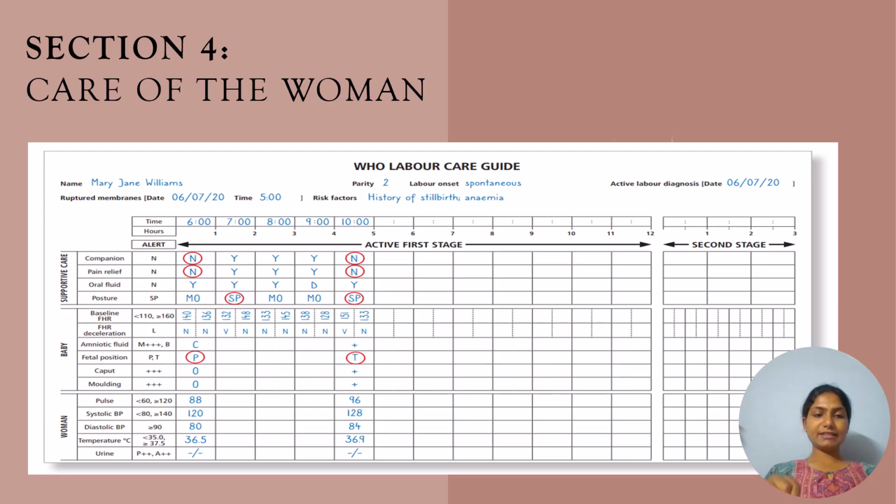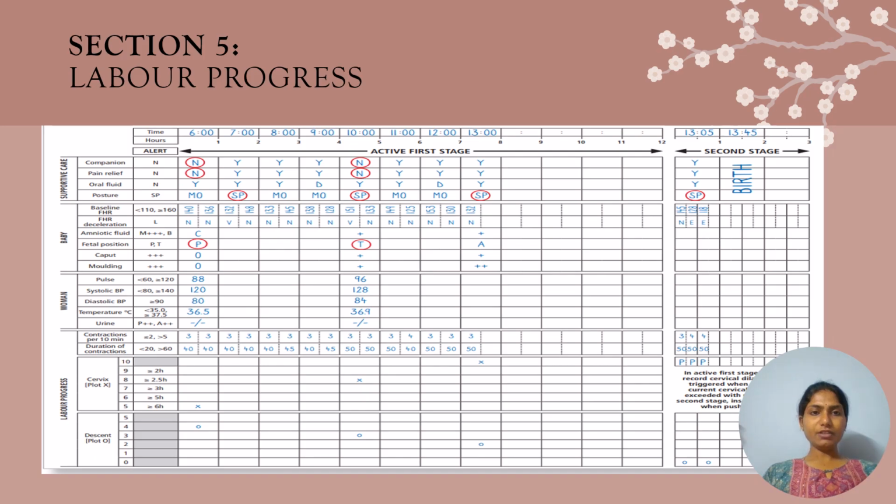Diastolic BP should be less than 90 and the temperature should be less than 37.5. In urine, if protein or acetone are present, we have to write whether it is nil, traces, 1 plus, 2 plus or 3 plus. Next, section 5.